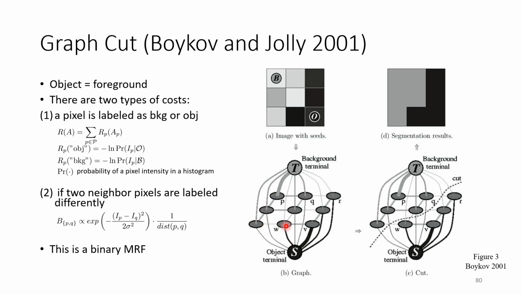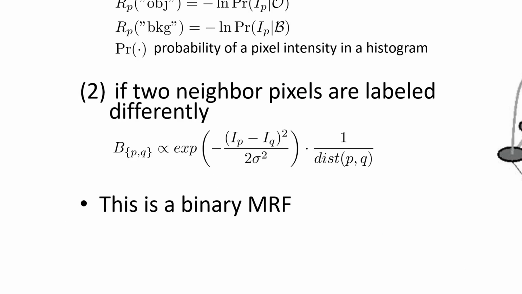For every 2 adjacent pixels, it will define the smoothness term. The smoothness term is defined as this. So from this equation, you can see what it is. If the intensity, or the brightness, of the 2 pixels, P and Q, are similar to each other, then the cost of setting a cut between the pixels is high. Does it make sense? Let's go back to this.